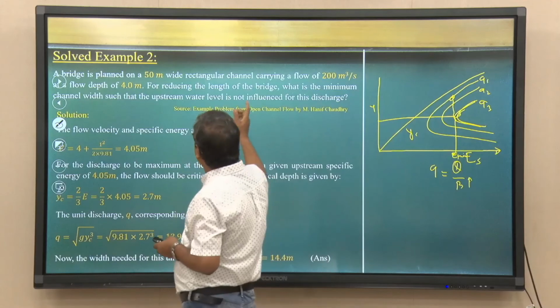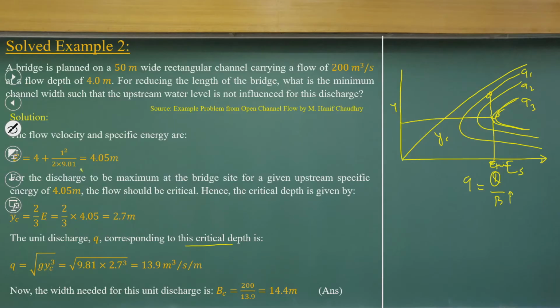Because it is a rectangular channel, you know the specific energy, and for this specific energy we already have a relationship with the critical depth. So, we know the critical depth, and for that critical depth we will also get the corresponding discharge. The width of the constriction, B c, is coming to 15 meters.